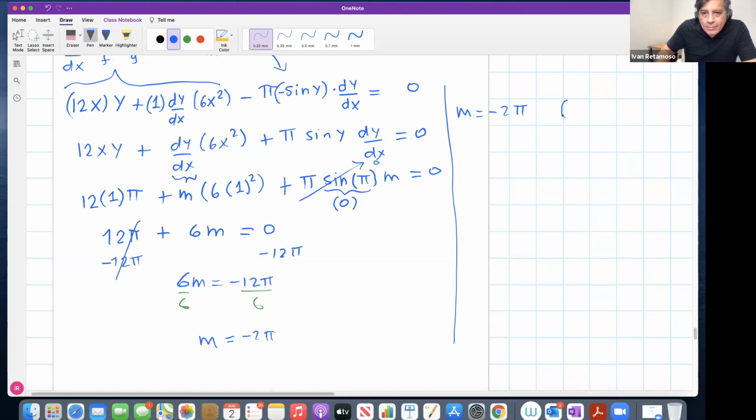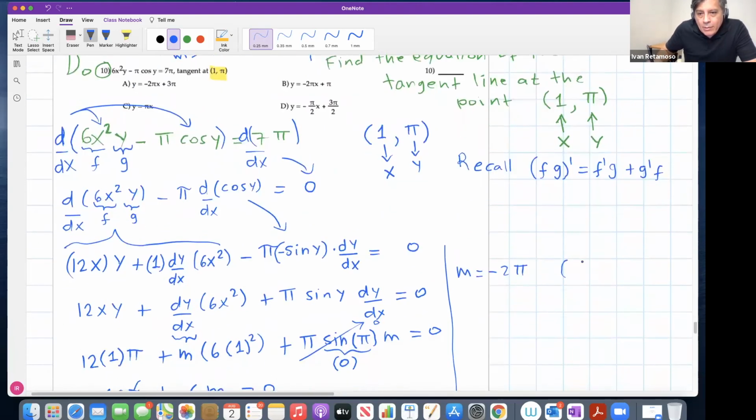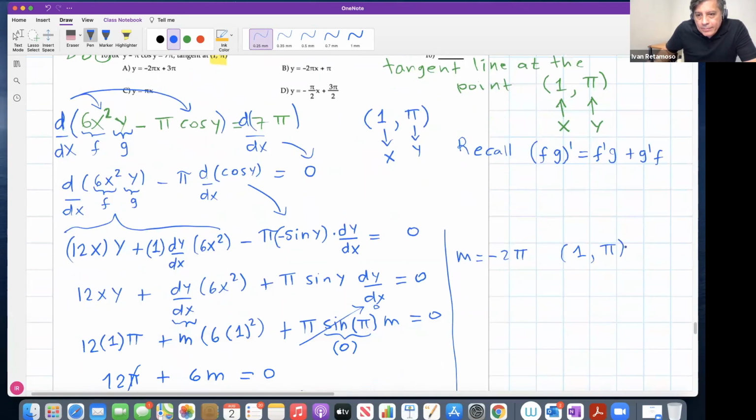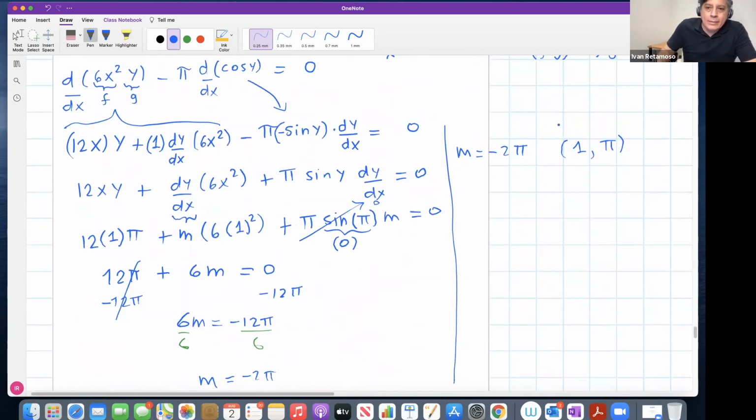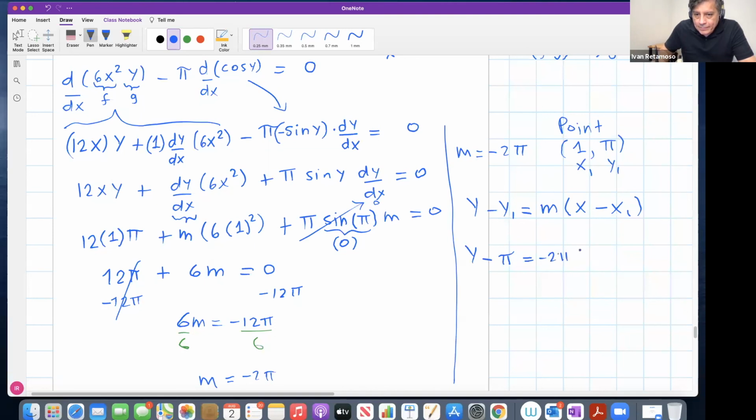2 pi, and the point is here, 1 comma pi, the equation of the tangent line, right? But it shouldn't be difficult because we have this form, it's called point slope form, which allows us to compute the equation of a line when we have the slope and the coordinates of one point of the line, right? This is my x1, this is my y1, this substitute in here, y minus y1, which is pi, equal a slope negative 2 pi times x minus x1, 1.